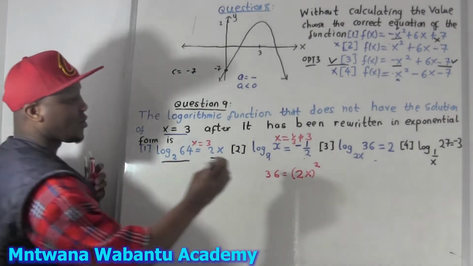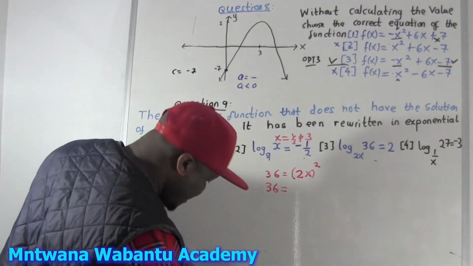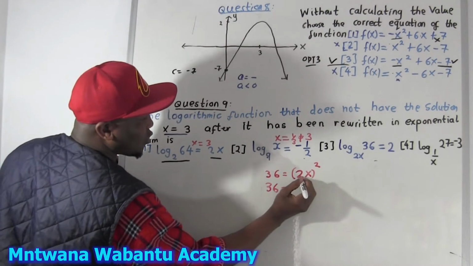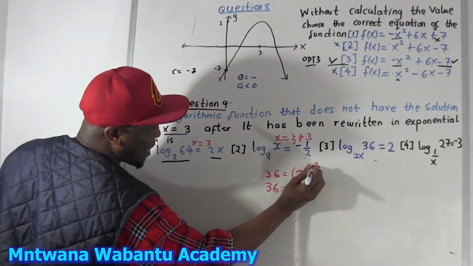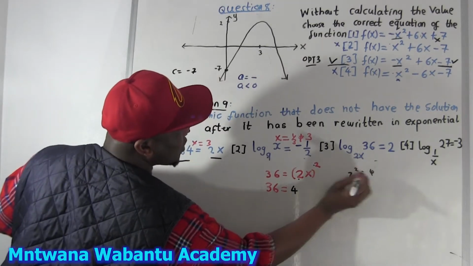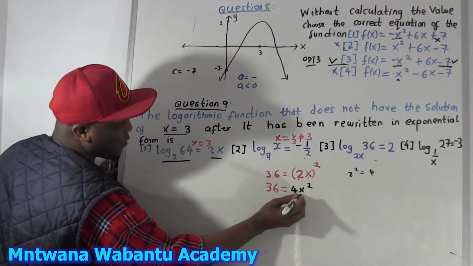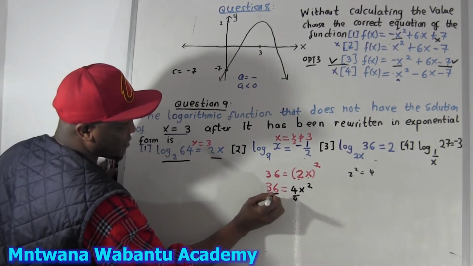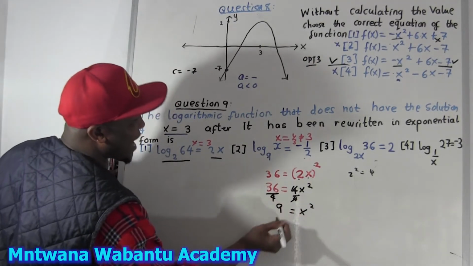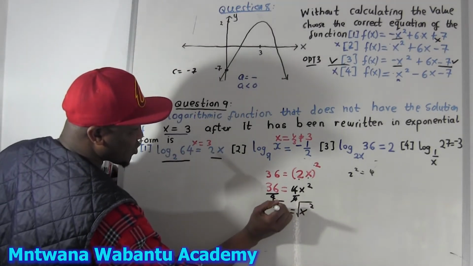So this means 36, and then both of them have a square, so 2 squared gives us 4, and x squared is going to be x squared. If I want to get the value of x, I must divide by 4 first. This and this cancel, so x squared equals 36 divided by 4, which equals 9. Now if you want to get x, it's easy. I'm going to say square root on the left and square root on the right.